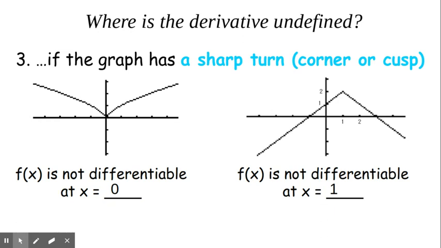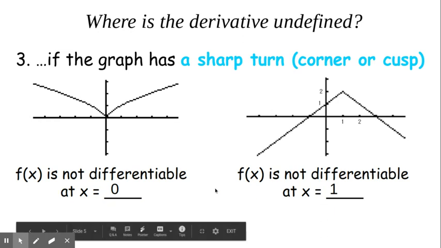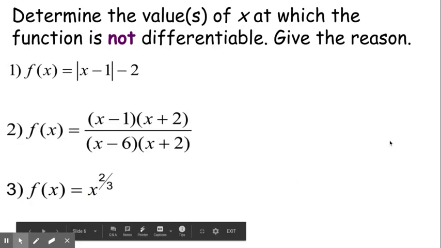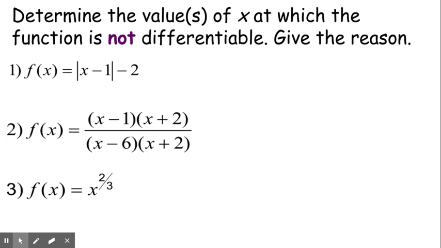All right. So let's look at some functions and find out algebraically or even graphically if we were trying to figure it out. So it says determine the values of x at which the function is not differentiable. Give the reason. So if we looked at this first function, this is an absolute value function, and the domain is all reals. You're allowed to take the absolute value of any number, positive, negative, 0, subtract 2. So this function has a domain of all reals.